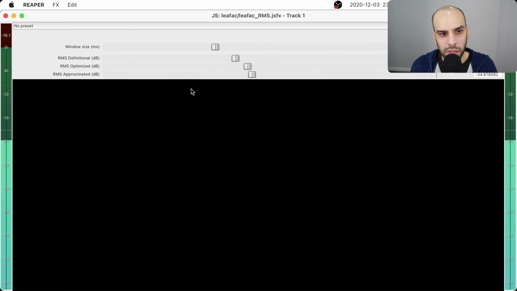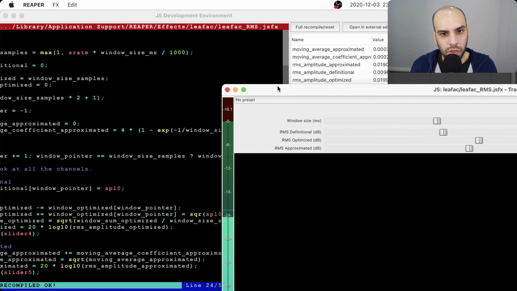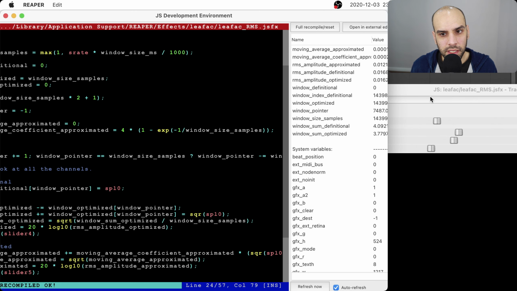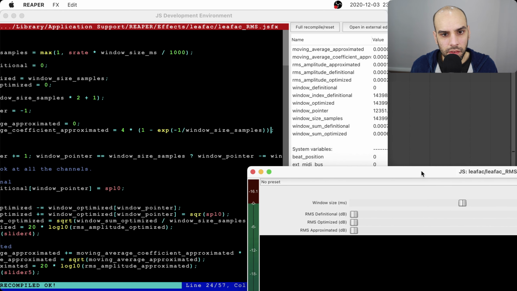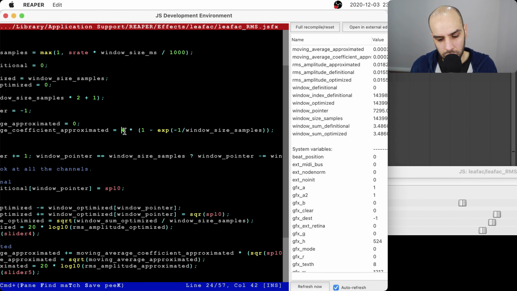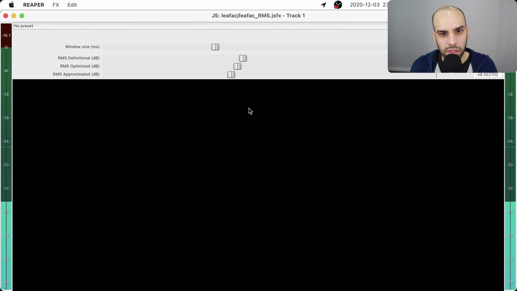Oh yeah, when I multiply by 4, the RMS optimize seems to be going crazy. But if I do a full compile reset, then it works again. I don't know. It seems like 4 is too much. It is moving too fast. So instead, I'm going to multiply by 2. Maybe that will make it. Yeah, not good enough.